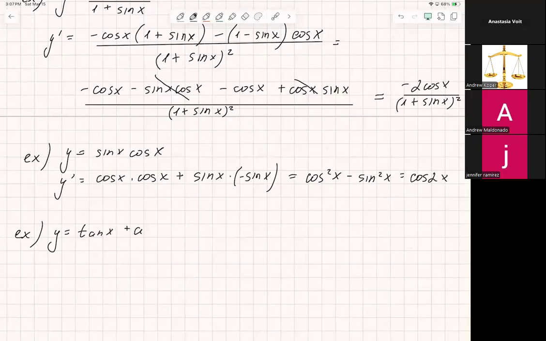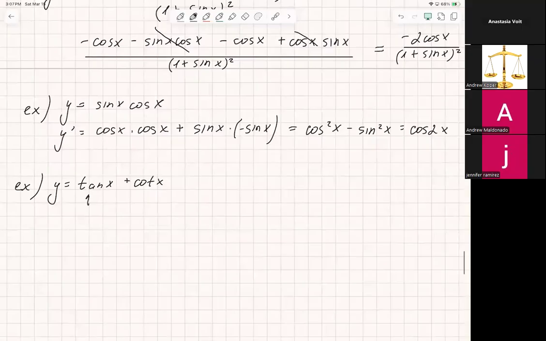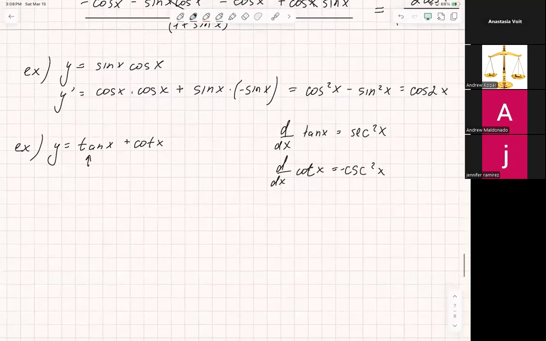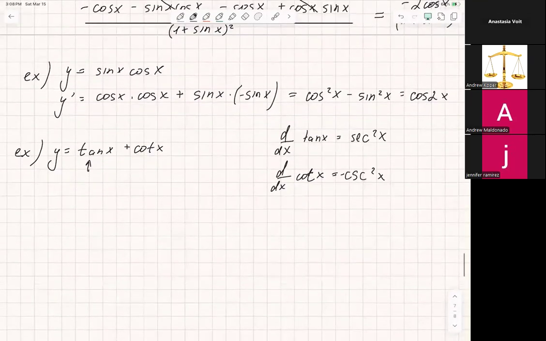tangent x plus cotangent x. Now, first thing, remember we already derived that the derivative of tangent is secant squared x, right? And cotangent, that was negative cosecant squared x. So now we didn't look at the, oh yeah, with this one we're fine.